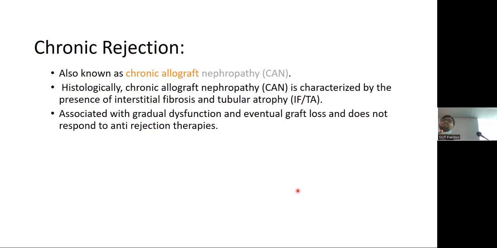How will we come to know whether this is cellular rejection or antibody-mediated rejection? With biopsy. What will you see in the biopsy? It was present in the previous slide. What will be the difference between the two?